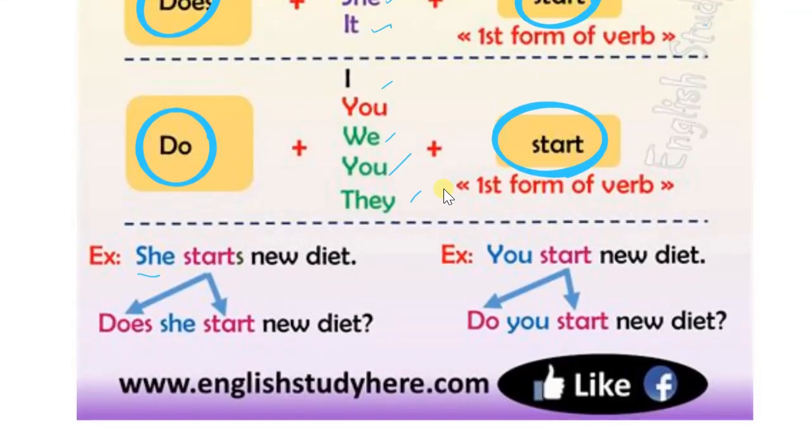Now let's look at the example. She starts new diet. But in the question form, it will look like this. Does she start new diet?